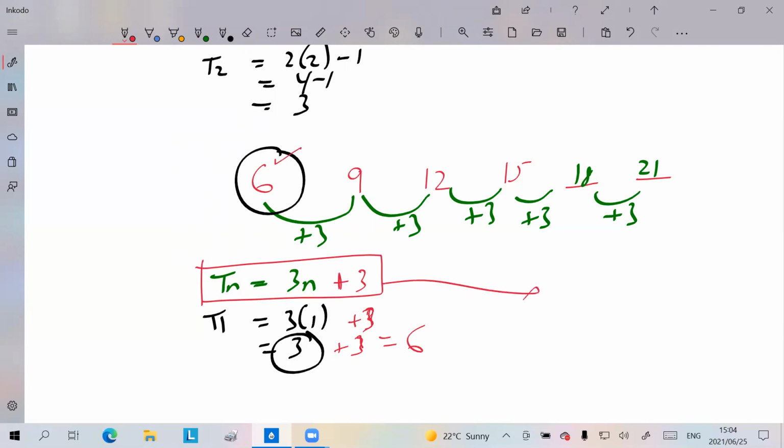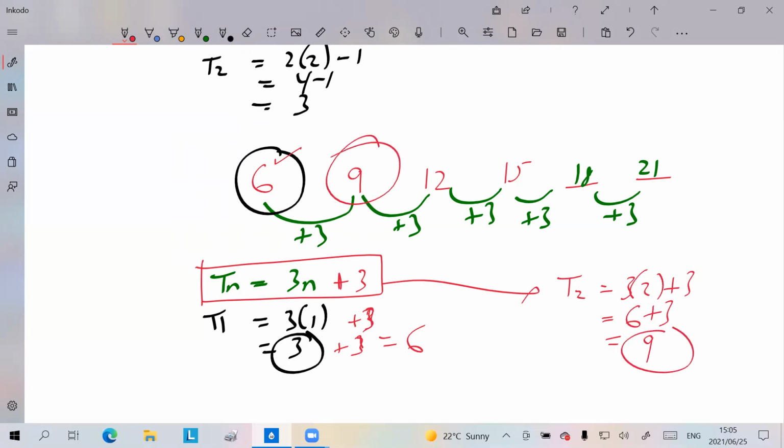Let's take the formula and try it. Put in T2: 3 times 2 plus 3. That's my formula or rule. 3 times 2 is 6, plus 3 is 9. Yes, I've got 9. It works. So that means this formula is correct. It gives me the pattern I have in front of you. I can do it for any number.